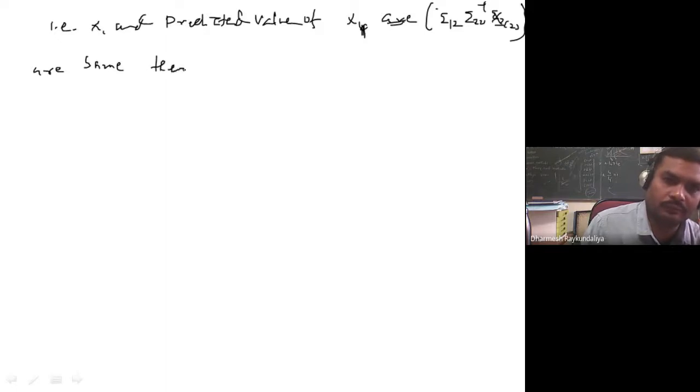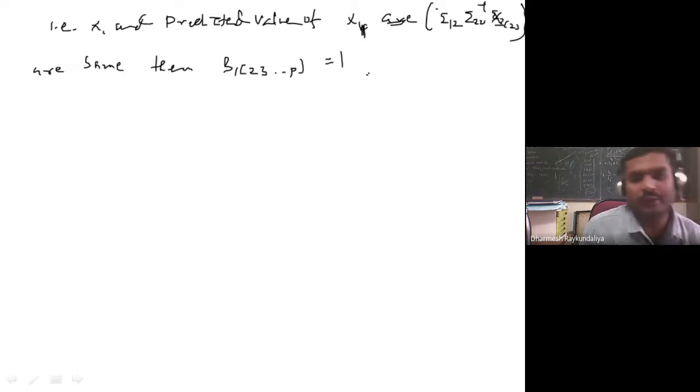Then rho 1 2 3 up to p is 1. So when your multiple correlation coefficient is 1, the x1, that is the observed value, and the predicted values are the same, then you say that the correlation between x1 and the set of variables, or the vector x2, is 1.